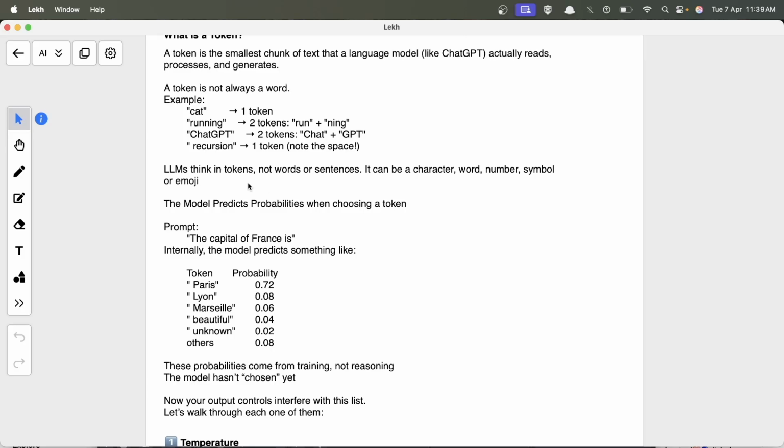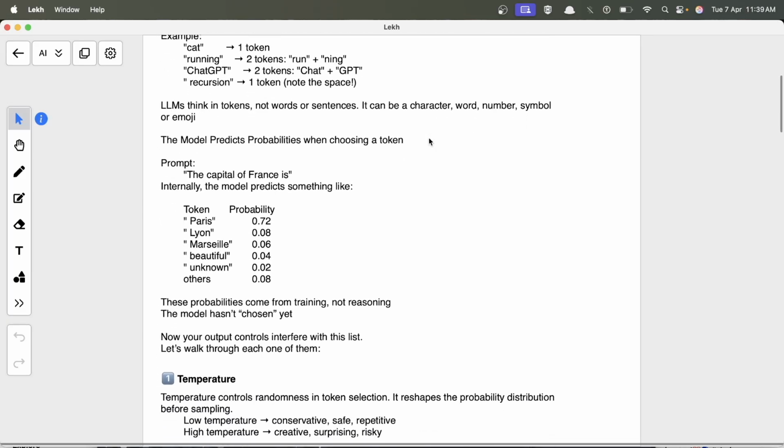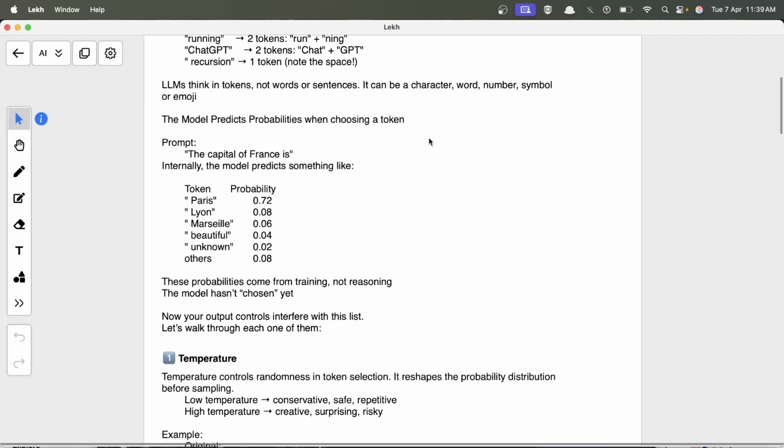An LLM thinks in tokens, not words or sentences. A token can be a character, word, number, symbol, or emoji. It doesn't need to be a character or a string of characters. It can contain a number, symbol, or emoji. Obviously, an emoji sometimes takes the whole token, but it can be anything. Whatever is possible in the output can be divided into tokens.